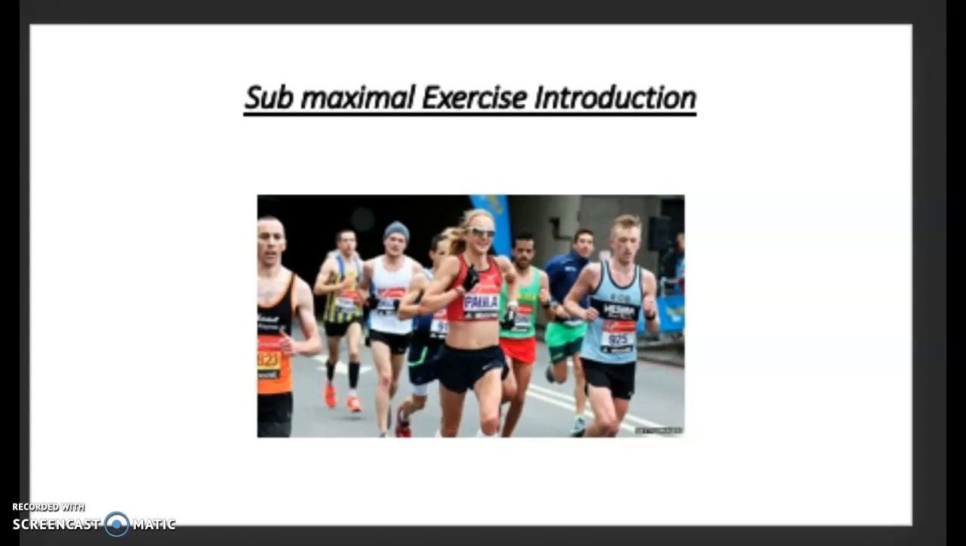Waste products. There are many waste products that are brought about as a result of submaximal exercise, such as water. Water is released from sweating during submaximal exercise. This is due to thermoregulation and heat. This is the body's way of attempting to cool the body down during exercise.